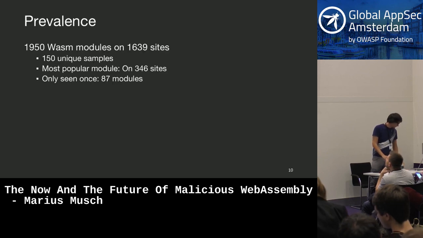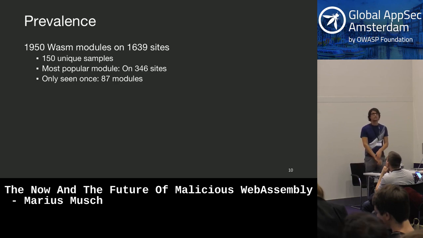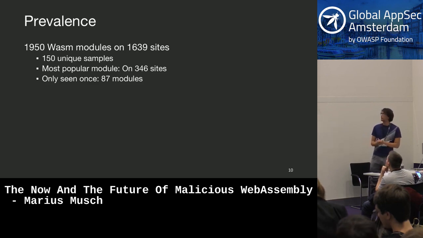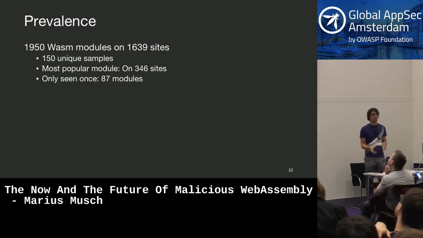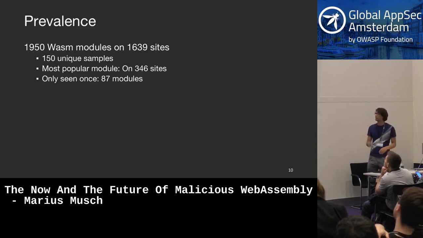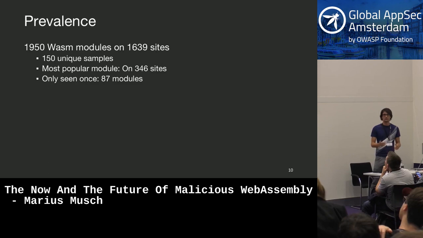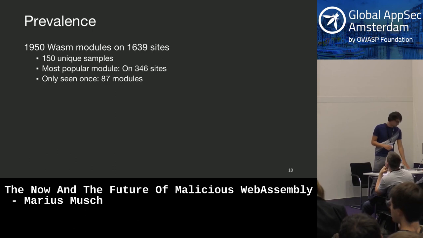Okay, so what did we find? Well, not so much. Remember, we visited 1 million sites and about 3.5 million pages, and we found around 2,000 WebAssembly modules. But of these, only about 150 were actually distinct, where at least one byte differed. And some of these modules were quite popular. There was one module which was on 350 pages, as you can see here. And then there are other modules which are unique, like you never saw them again. So these 87 modules just seemed like a one-off thing that's not reusable.